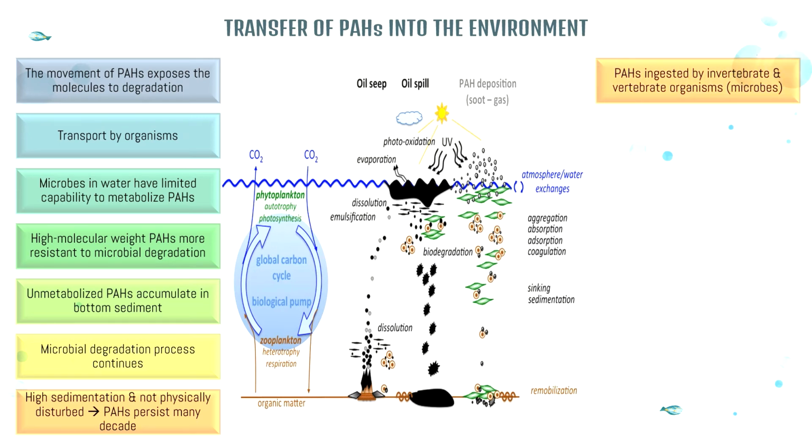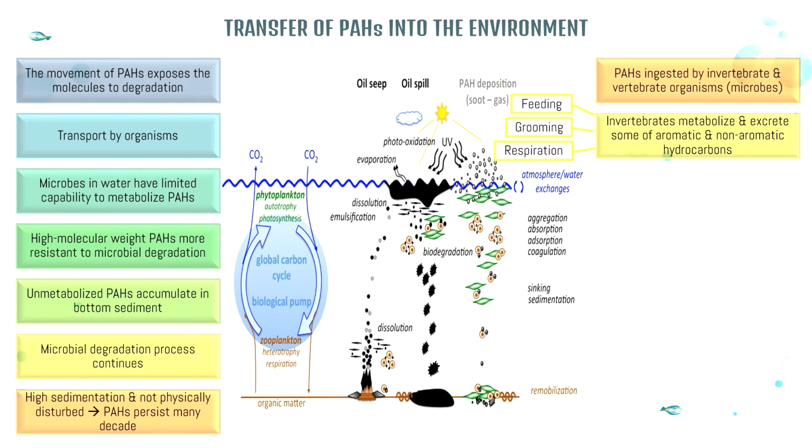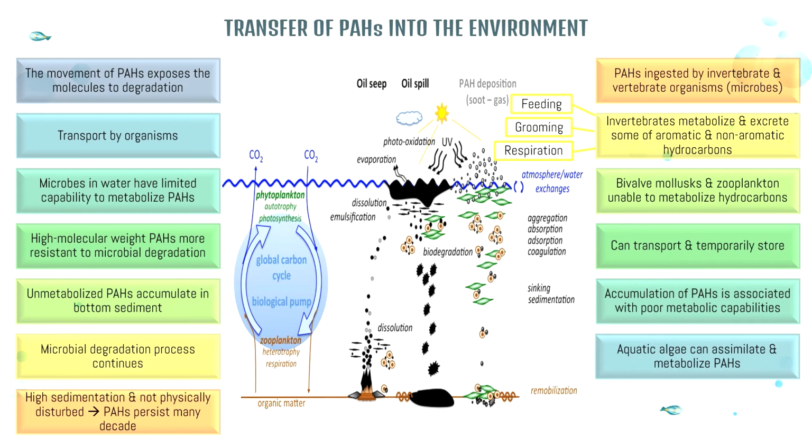Polycyclic aromatic hydrocarbons are ingested by a variety of invertebrate and vertebrate organisms. In addition to microbes, mammals, birds, fish, and many invertebrates metabolize and excrete some of the aromatic and non-aromatic hydrocarbons ingested during feeding, grooming, and respiration. Although bivalve mollusks and some zooplankton are either unable or marginally able to metabolize hydrocarbons, they can transport and temporarily store them. Accumulation of PAH by organisms is associated with poor metabolic capabilities, high lipid content, and activity patterns or distributions that coincide with high concentration. Aquatic algae can assimilate and metabolize some PAH.